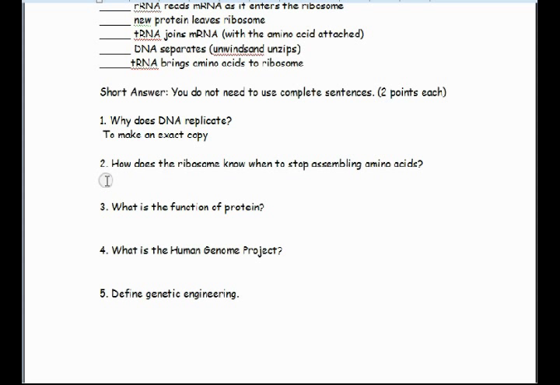How does the ribosome know when to stop assembling amino acids? They have what's called a stop codon.